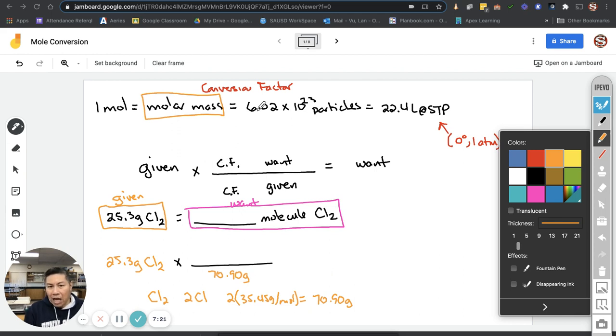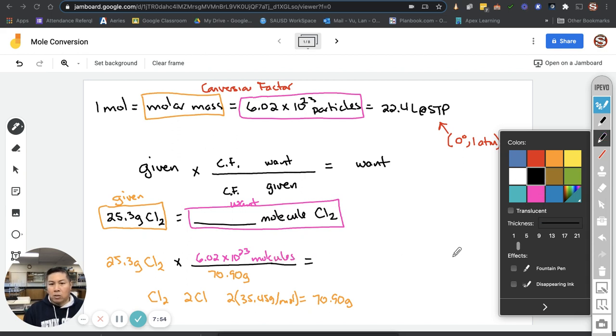Okay. Now for the top, I want the what? I want the want. So that means I want this because I want the number of particles. Now remember, particles here could be molecules, could be atoms, could be formula units. It could be anything, right? So I have a number here, so I'm good. So I'm going to put this number here. So that's 6.02 times 10 to the 23rd. And remember, instead of particles, this is going to be molecules. All right? So once I'm done with that, now I can do the math here.